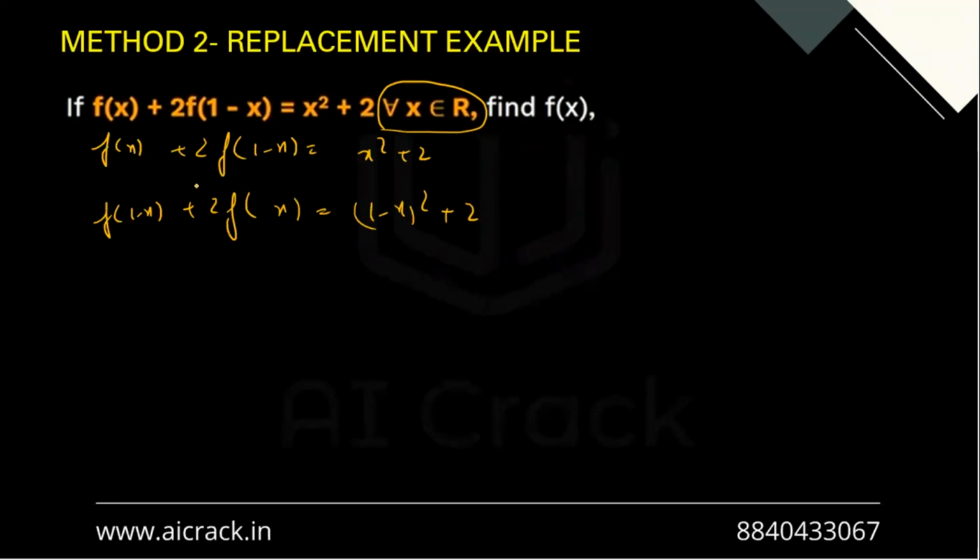Now, how did I get the idea to do this? Because I saw that if I plug in 1 - x over here, the terms get replaced and I get two equations. And when I have two equations and two variables, I can solve them for the value of f(x). Now, this is simply two equations and two variables in f(x) and f(1 - x). You can clearly solve this and get the f(x) value, right?